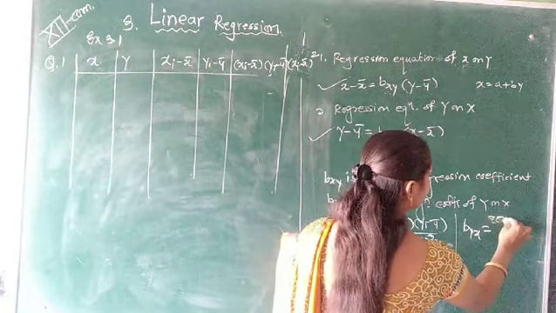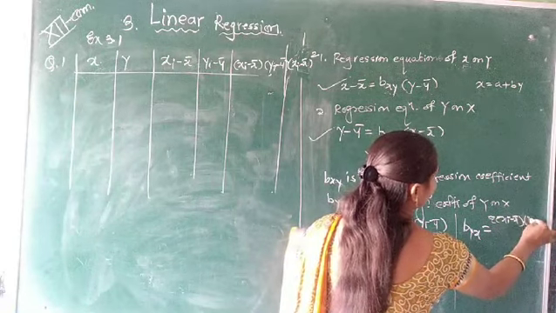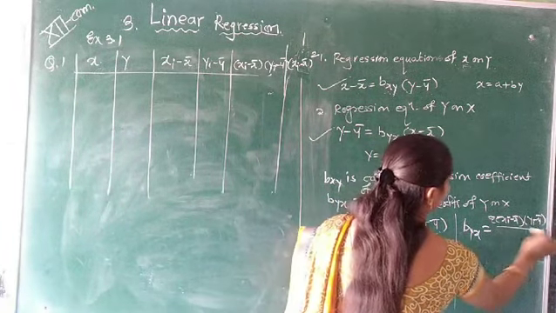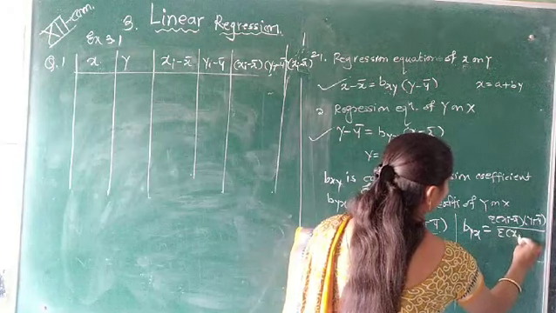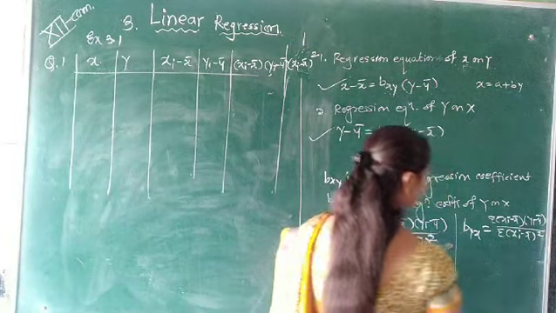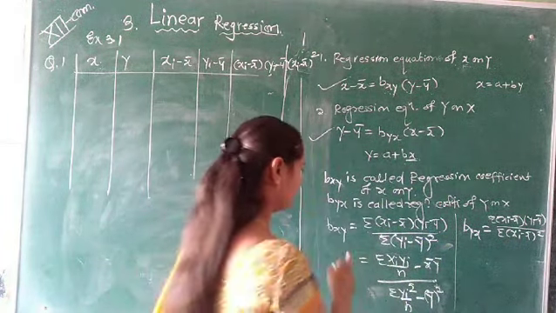The formula for this is summation xi minus x bar into yi minus y bar divided by summation xi minus x bar square. Remember the formula for this.